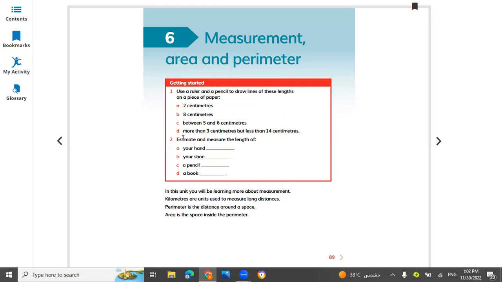Draw a line that is more than 3 centimeter but less than 14 centimeter. So 4 centimeter, 5, 6, 7, 8, 9, 10 centimeter. Less than 14 centimeter, you need to draw with the help of a scale.